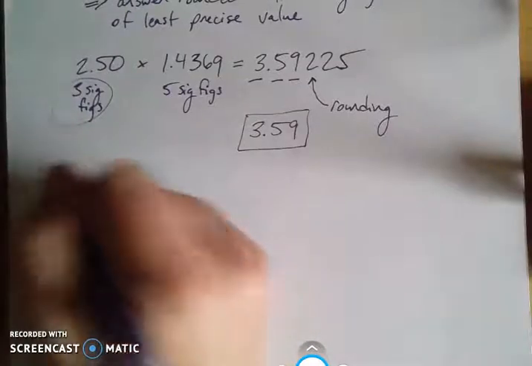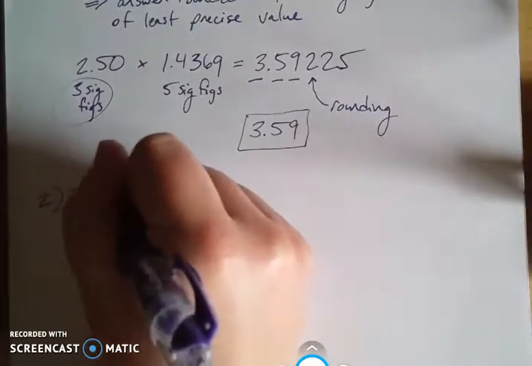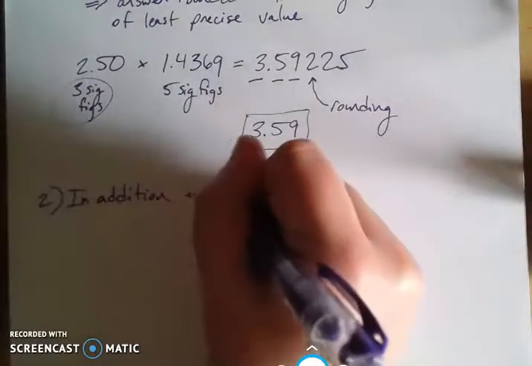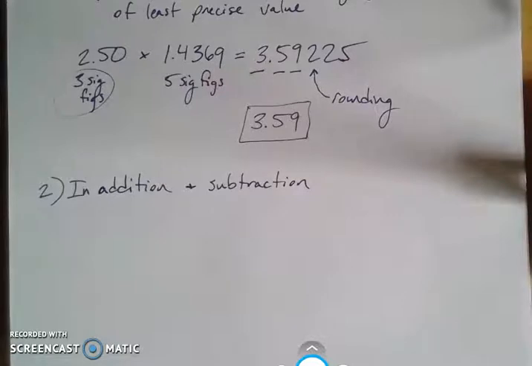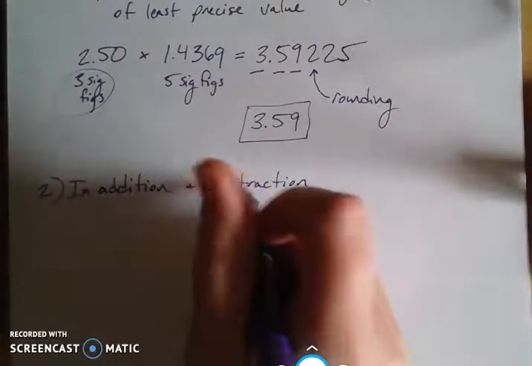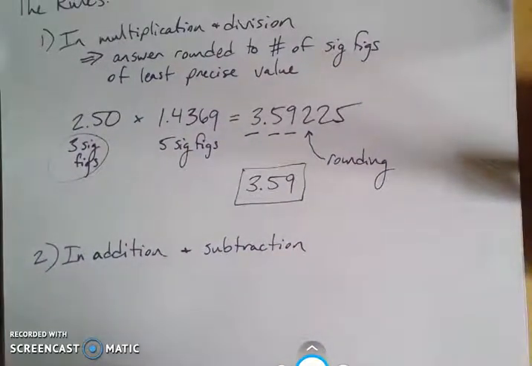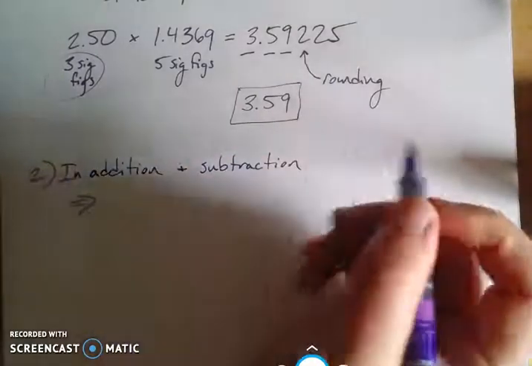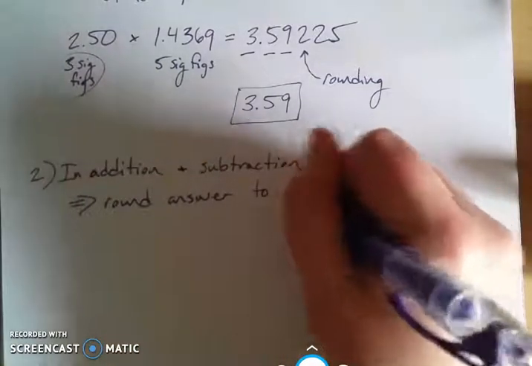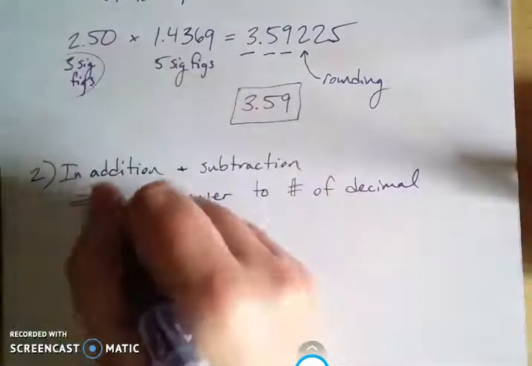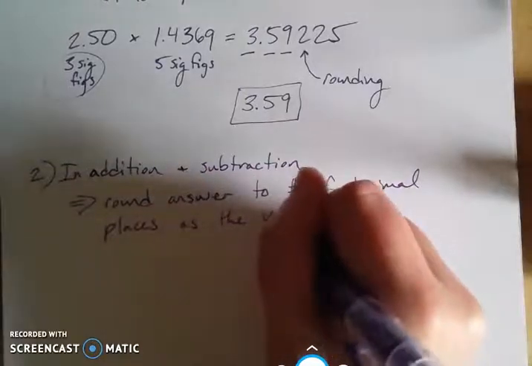Let's think about addition and subtraction then. Now with addition and subtraction, it's a slightly different rule, although it means the same thing, because we're still thinking about precision of our measurements and the least precise values, how that impacts the rounding of our answer. But with addition and subtraction, instead of looking at the least precise value, the one with the fewest number of sig figs, we're looking at the lowest number of decimal places. So we're going to round our answer to the number of decimal places as the value with the fewest decimal places.